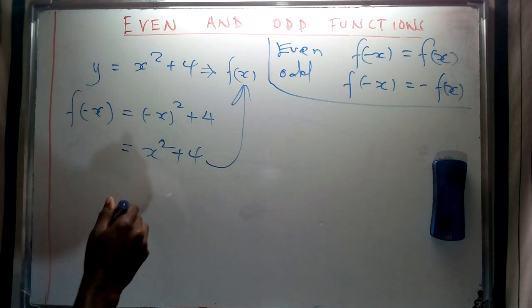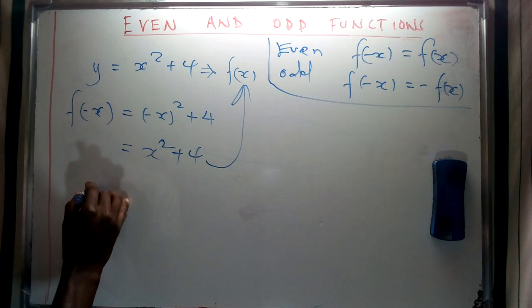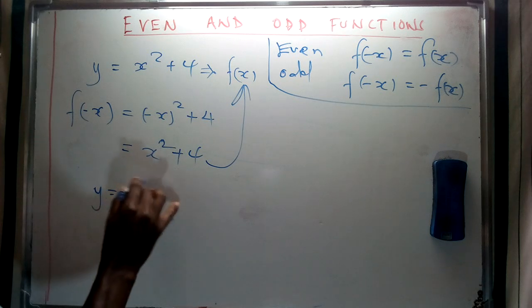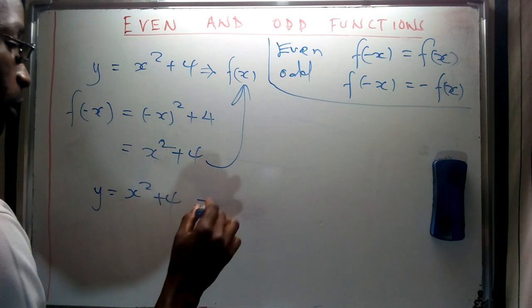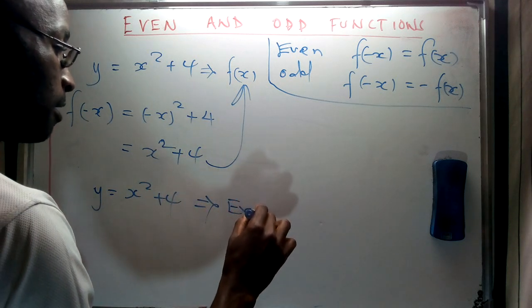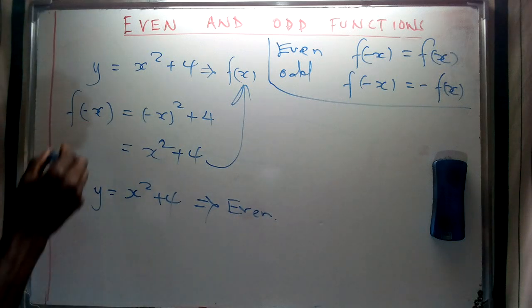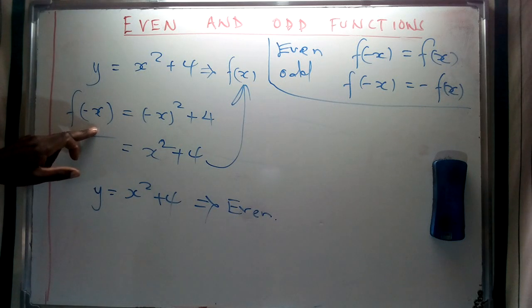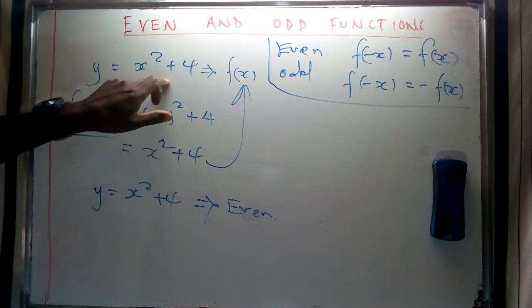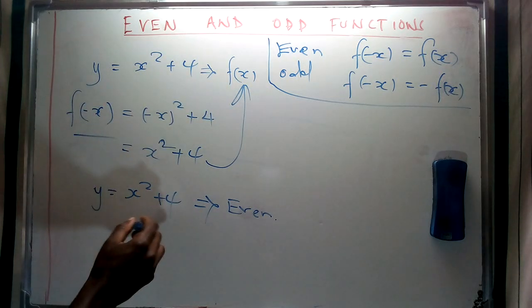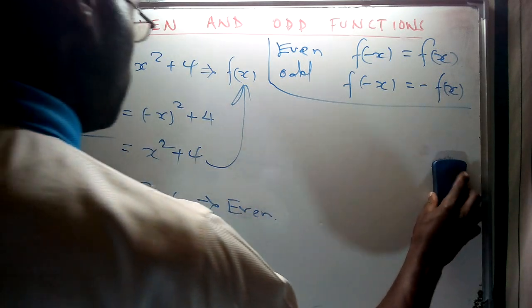So therefore, the function y equals x squared plus 4 is going to imply an even function, since the value of f(-x) is equivalent to the value of f(x). Therefore we're going to classify this as an even function.